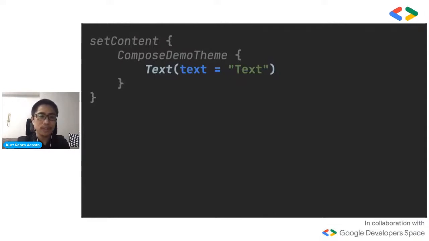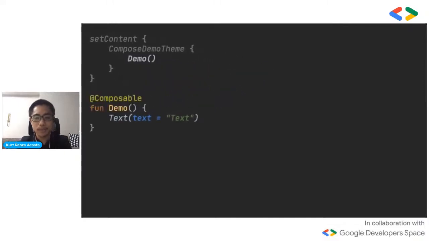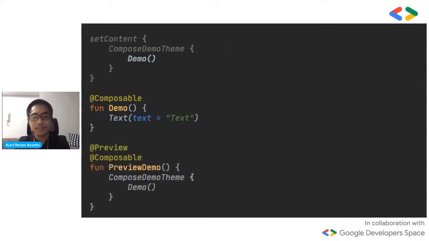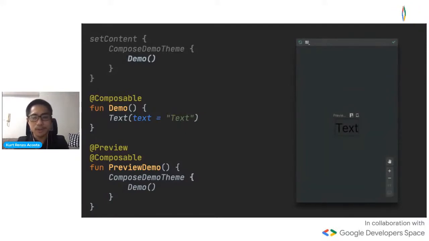Before we get into that, I'm going to try and extract this. So I'm going to make a demo composable and use that. Since I extracted that function, I can reuse that in another function. So I'm going to go ahead and make another function called preview demo. What's new here is that aside from the composable annotation, I added this at preview annotation, and this at preview annotation tells Android Studio that, hey, I want to view what this looks like. So I want to view what demo looks like, and now in our IDE we would be getting this. So there we go. Now we see how this demo composable has a text component which has a text string, and we can see that in the preview. Like here's text. So the preview is actually quite powerful.